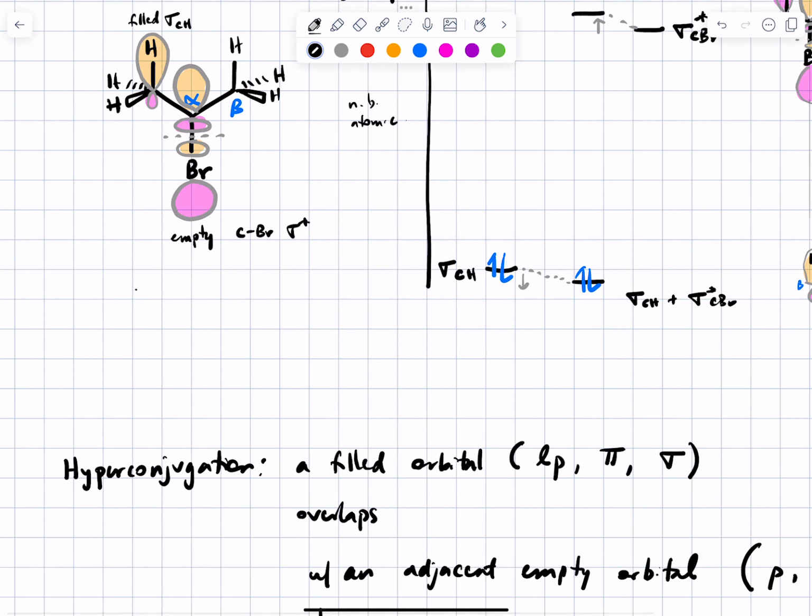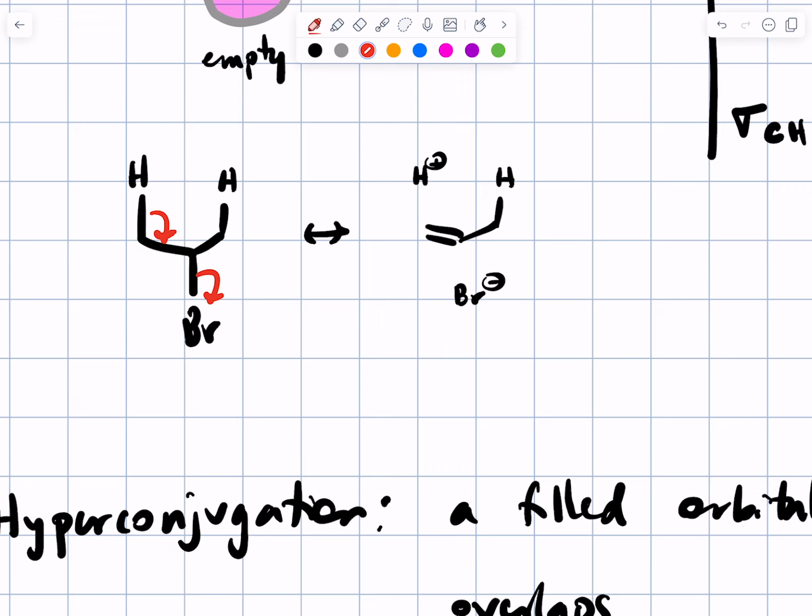I'm going to keep all the atoms in the same places, but I'm going to put a plus here and a minus there. I keep everything the same. These are so-called no-bond resonance structures. You might imagine they're minor contributors to the actual structure. But what it says is that there is partial pi bond character, and that's the same thing that this orbital picture gives us.